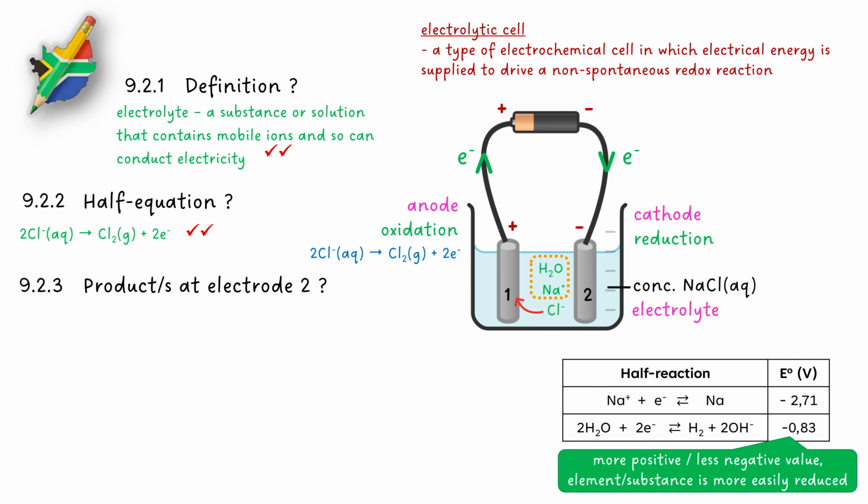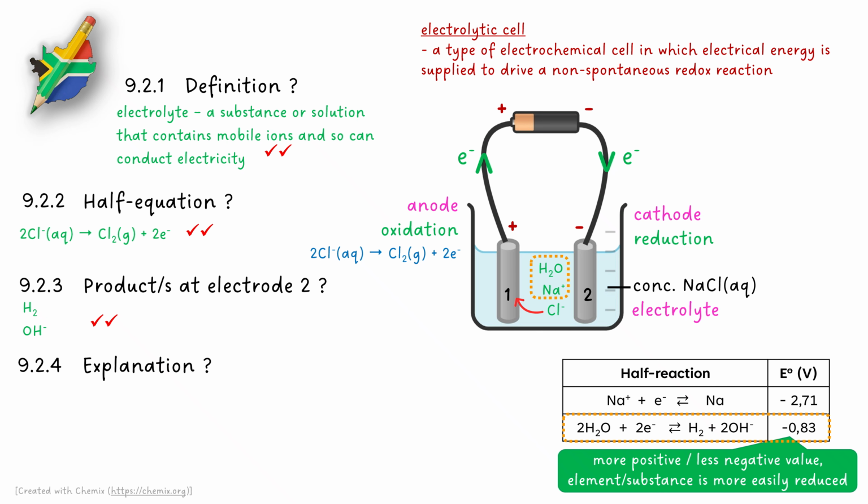Water has a less negative reduction potential value than sodium ions. So water is much easier to reduce. So even though sodium ions are present, water is reduced instead of sodium ions. We can see from this half reaction that the products of the reduction of water are hydrogen gas and hydroxide ions.